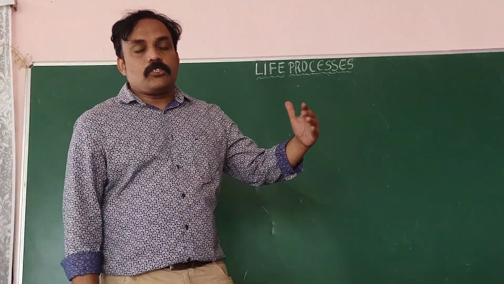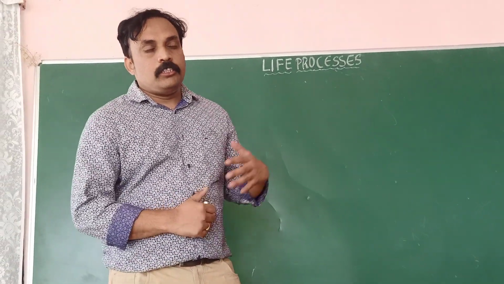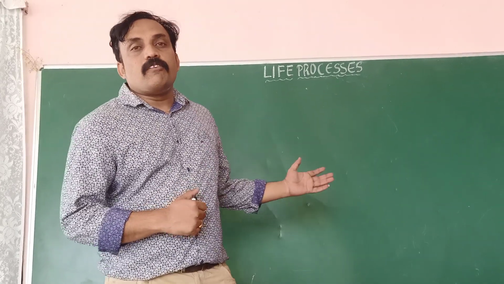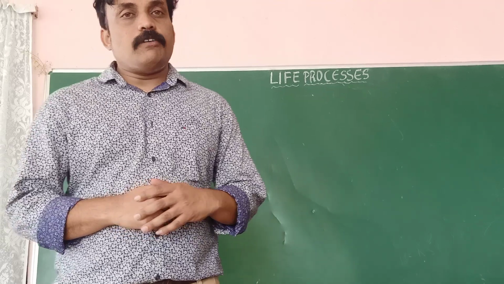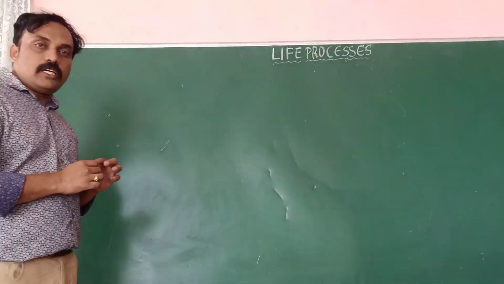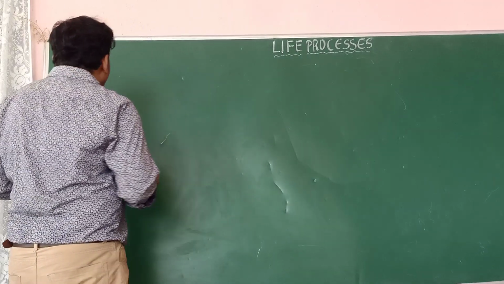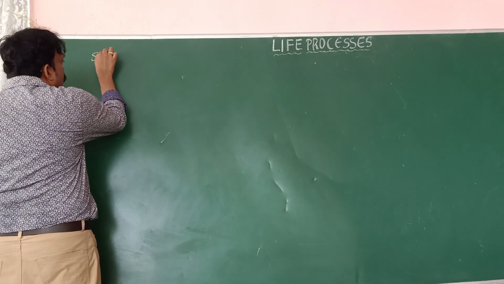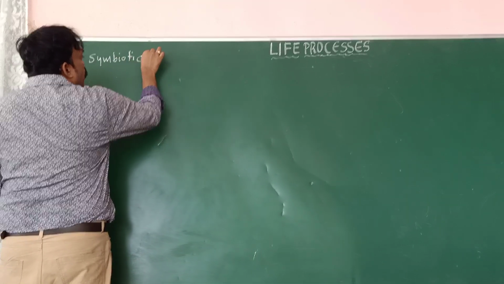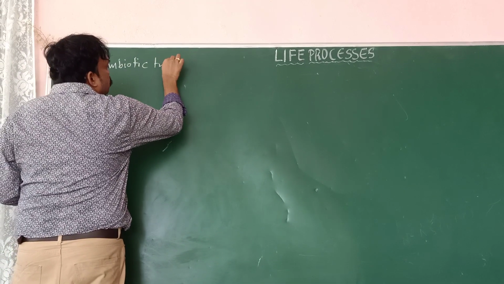Already we learned in the last class heterotrophic types of nutrition. The first one we learned was saprophytic nutrition, and the second one was parasitic nutrition. Today we are going to discuss symbiotic type of nutrition and holozoic type of nutrition. First of all, we are going to discuss symbiotic type of nutrition.